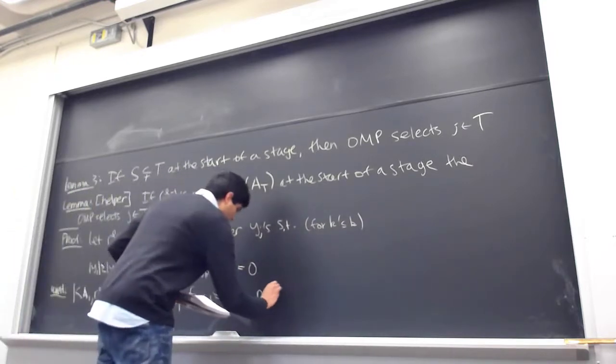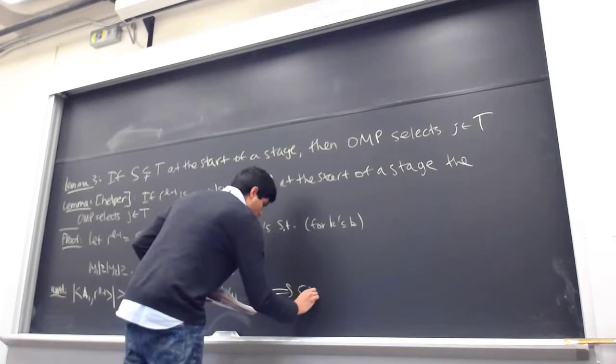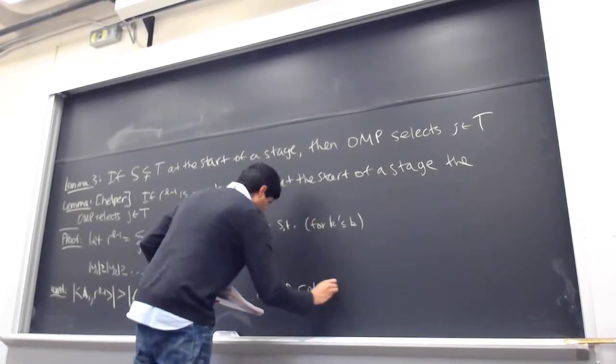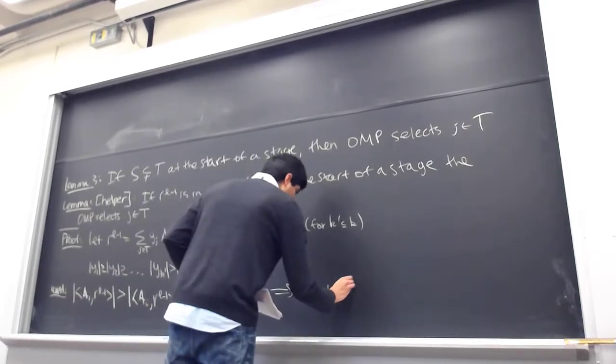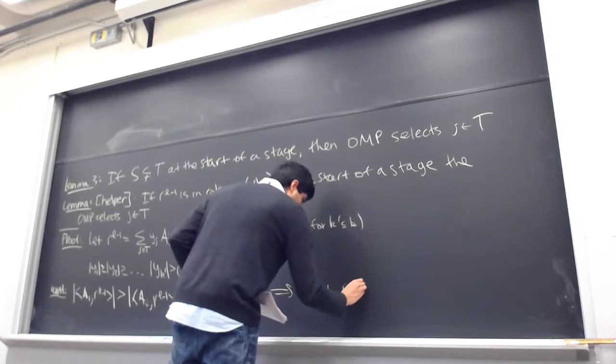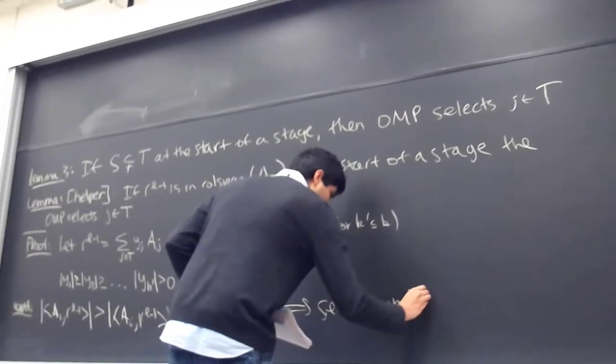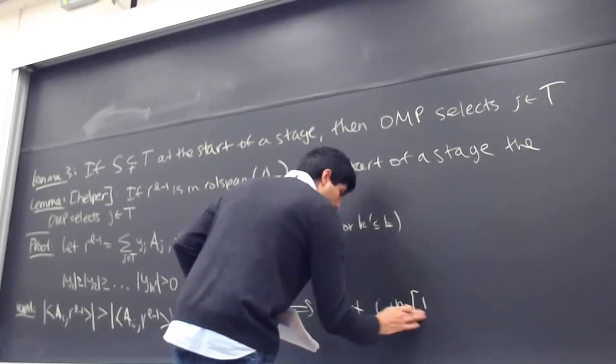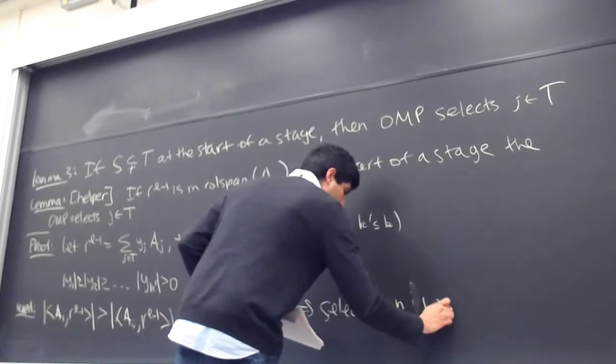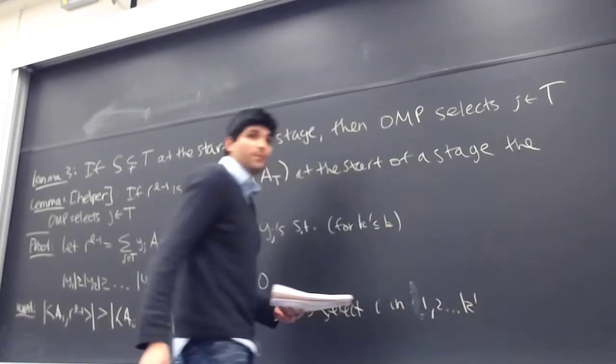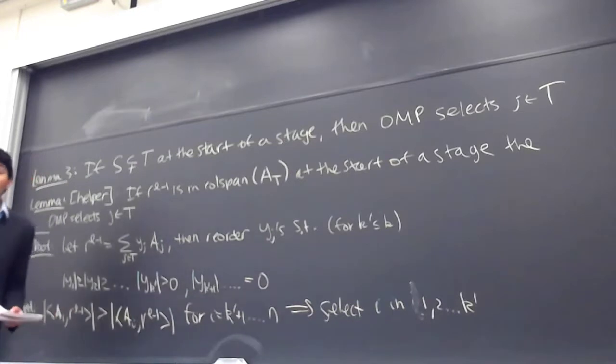But this type of condition, this is what's clever about this proof, will tell us that we select some i in 1, 2, up to k'. That's what it'll really tell us, which is enough, because that's certainly in the set T.